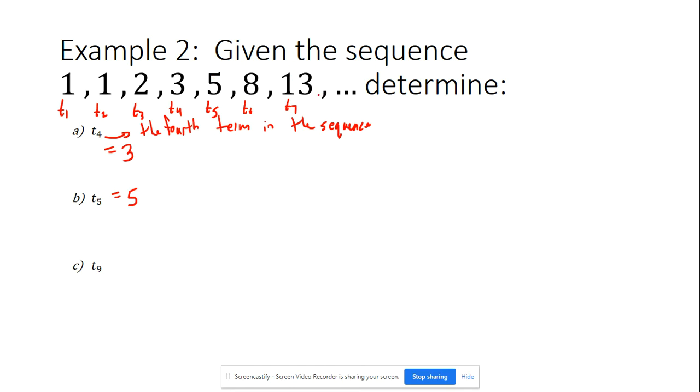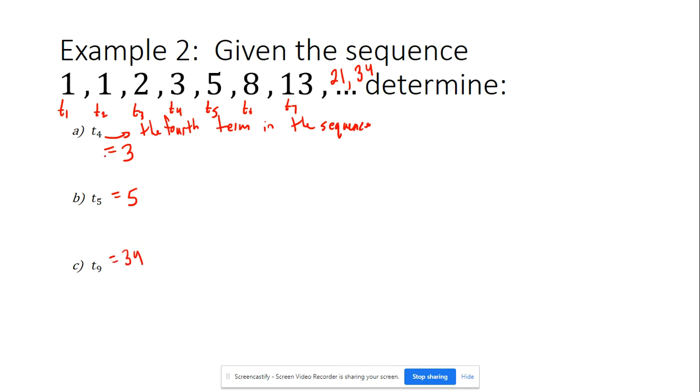So the way the sequence works is that each term is equal to the sum of the previous 2 terms. 5 plus 8 was 13. So my next term, if I continue this on, would be 21, because 8 plus 13 is 21, and then 13 plus 21 is 34. So T9 in this case would be 34.